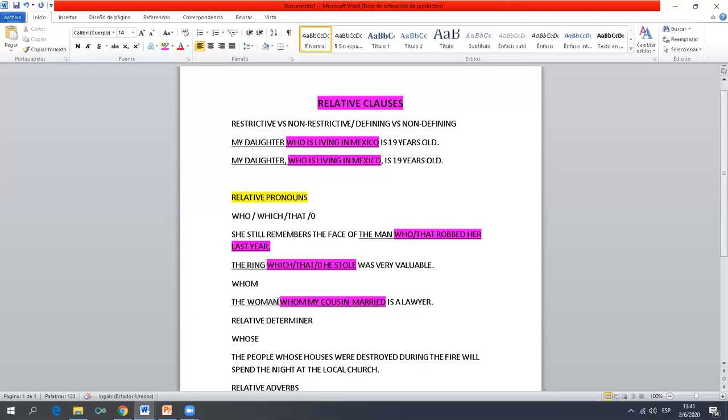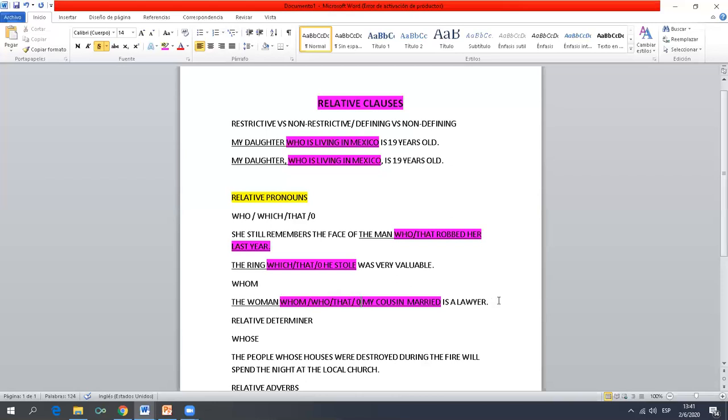Now, is this a very common example? Well, in fact, it's a bit too formal because there are other alternatives which are less formal. I could say the woman who my cousin married is a lawyer, and that would be perfect. I could even say the woman that my cousin married, and I think the most common would be the woman my cousin married is a lawyer. Okay? So we usually use some other relative pronoun.